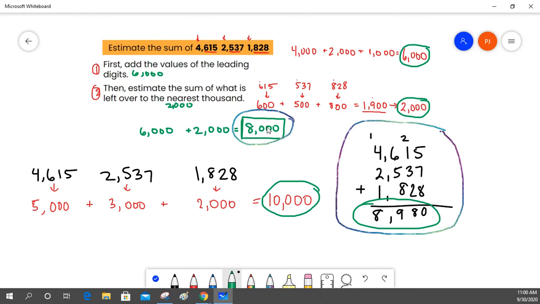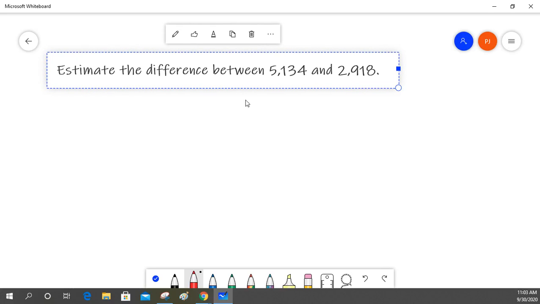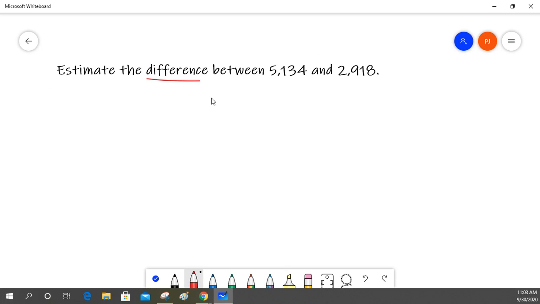So I have 8,000, I have 10,000, and then my actual answer of 8,980. So it looks like front-end estimating is going to be a better choice if I need to find a closer answer. Let's try front-end estimating one more time, but this time we're finding the difference. If we are finding the difference, then that means that we are subtracting. So we are subtracting these two numbers.